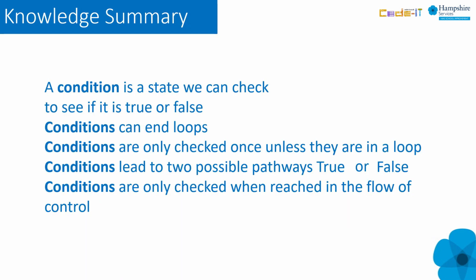Let us sum up our knowledge. A condition is a state we can check to see if it's true or false. Conditions can end loops. Conditions are only checked once unless they're in a loop. Conditions lead to two possible pathways, true or false. Conditions are only checked when reached in the flow of control.